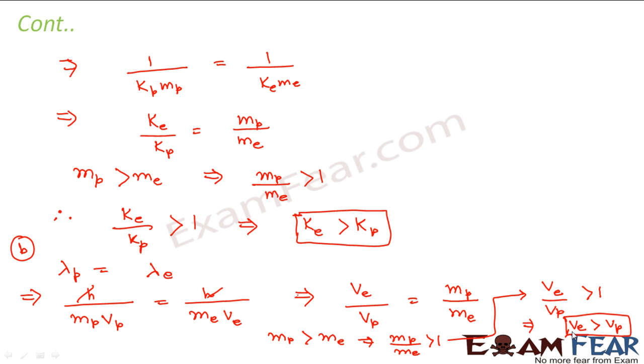So thus we can say that even if a proton and an electron have same de Broglie wavelength, the velocity of electron and the kinetic energy of electron will be greater than that of proton.